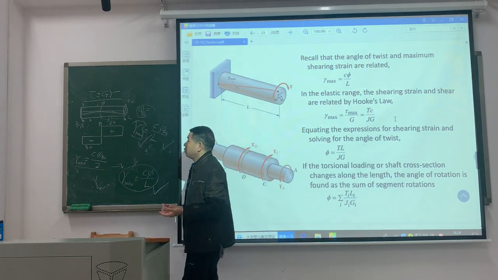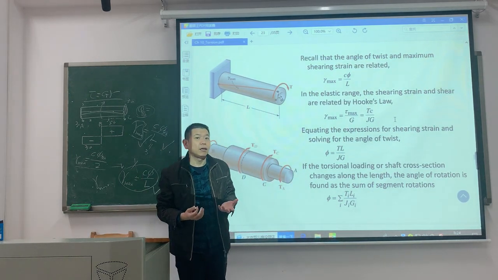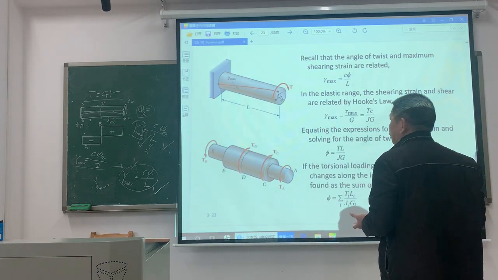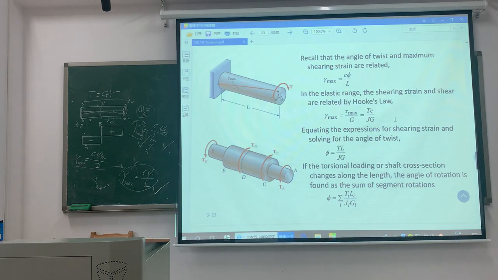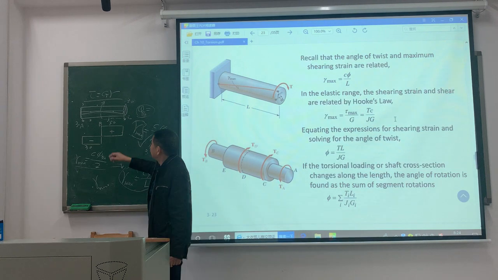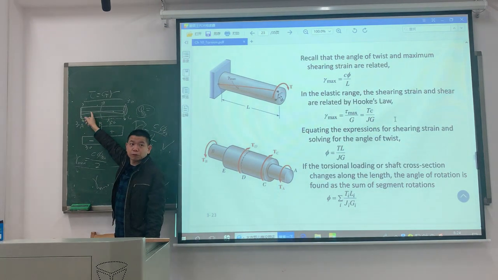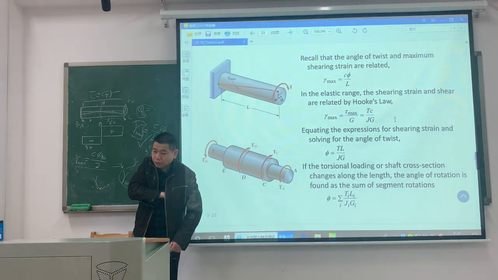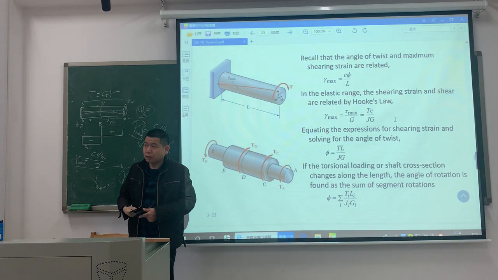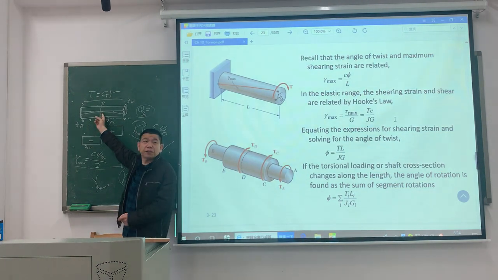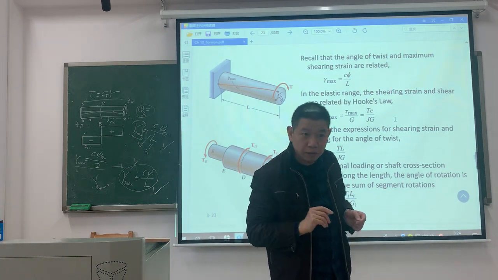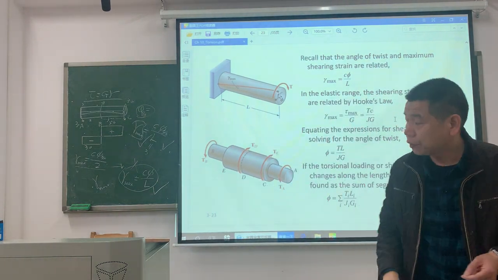So the maximum shear strain is here or here. I don't know which one is bigger. Yes or not? The biggest one is the gamma max. Yes. Understand or not? Okay.